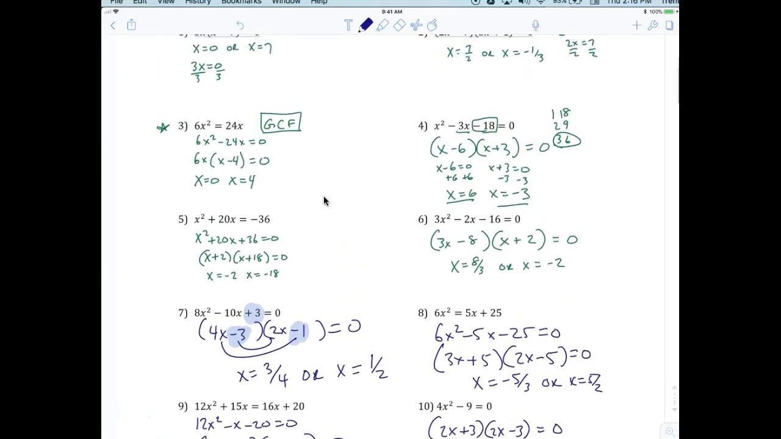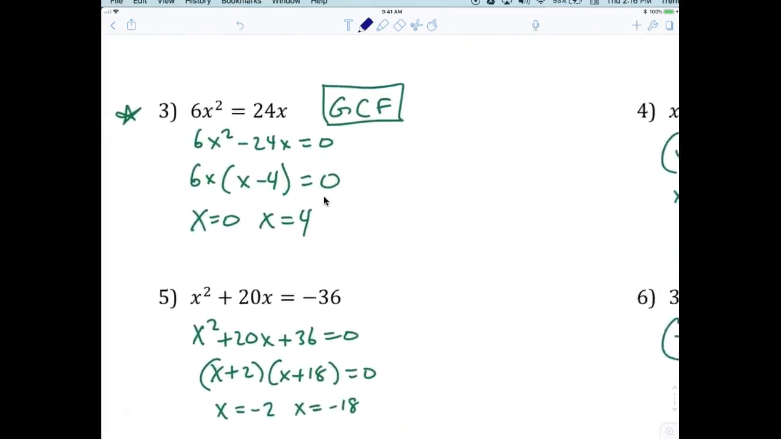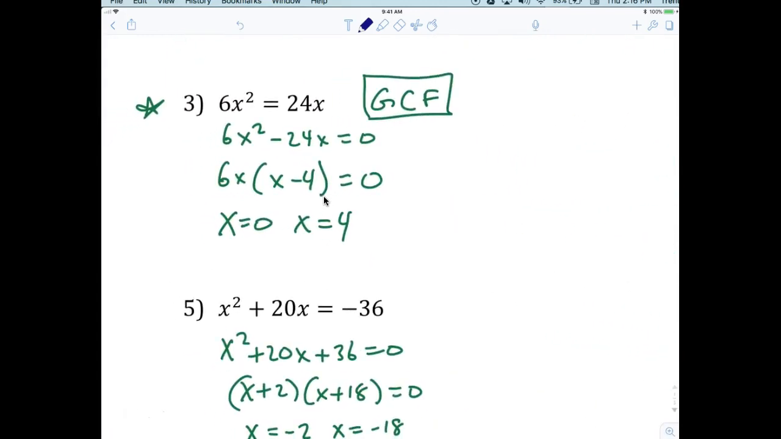Now look, I just want to scroll up a little bit. I want everybody to take a quick look at number 3. I'm not going to erase it. I just want to show you a few of the highlights because you can go back and listen to the recording. It's not equal to 0, right? So I'll move it over. Always, always, always check for a greatest common factor. Always. Makes it easier.